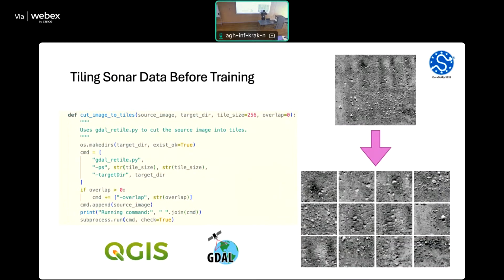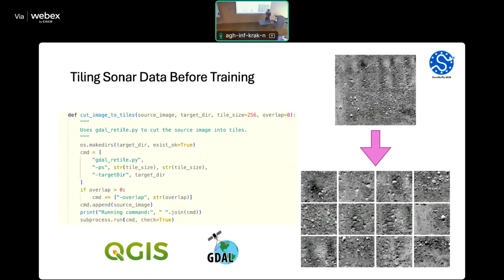Now let's deep dive into how we do it. Here is a small example of how we tile this sonar data before training. We're using the GDAL retile functionality here. We are making sure that we have all the target directories. We do a command line call for GDAL retile, and then we define what our tile size is. It depends on your data. If you have a cleaner seabed with a very low density of objects, very sparse objects, you can get away with a large tile size.